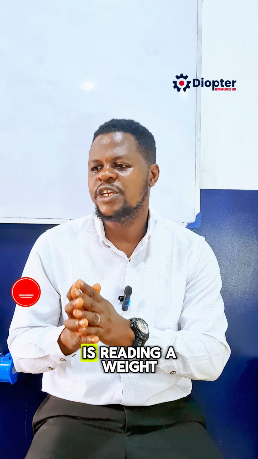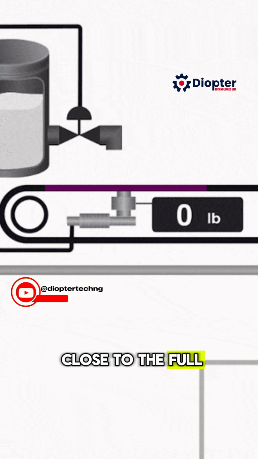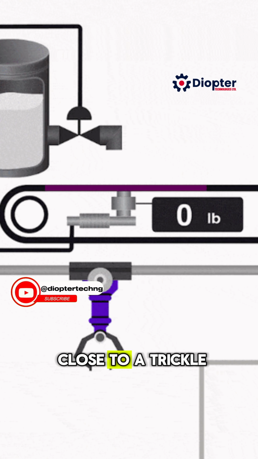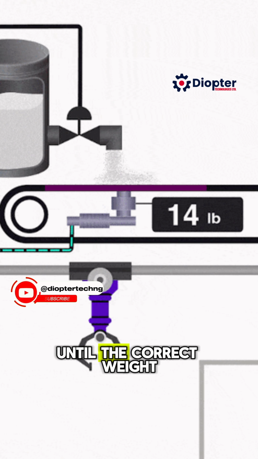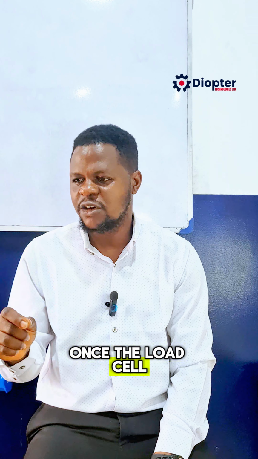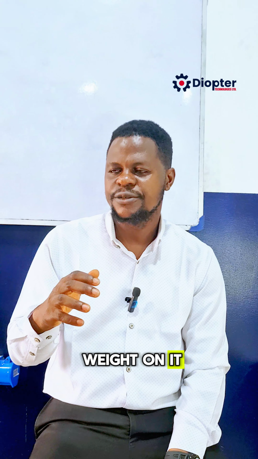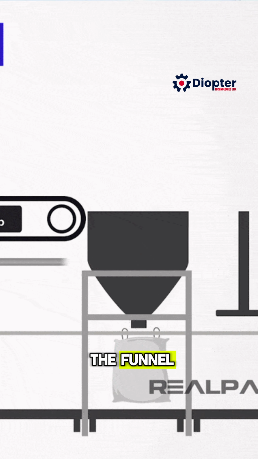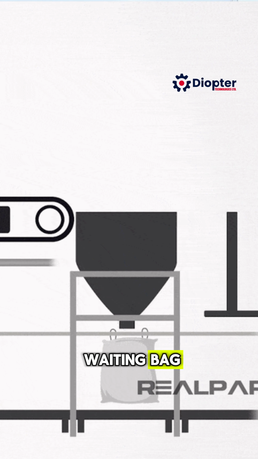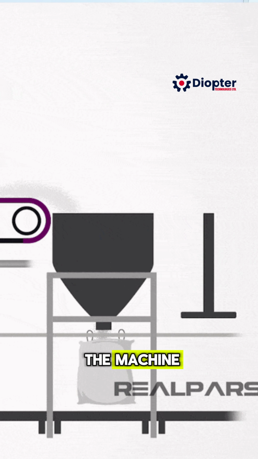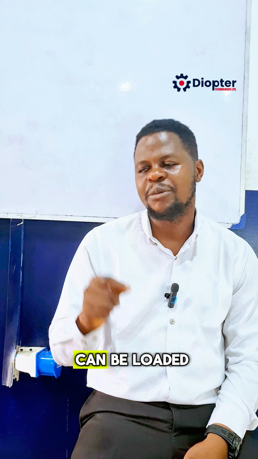Once the load cell is reading a weight close to the full bag weight, the fuel bin will close to a trickle until the correct weight is determined. Once the load cell has a full bag weight on it, the conveyor will start dropping the rice into the funnel and down to the weighing bag. The bag will be sealed and removed from the machine so another empty bag can be loaded.